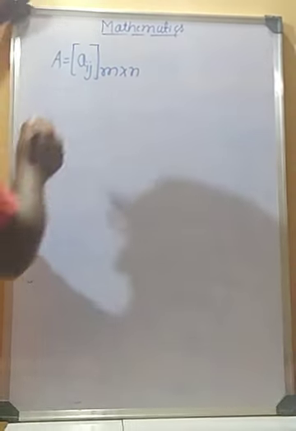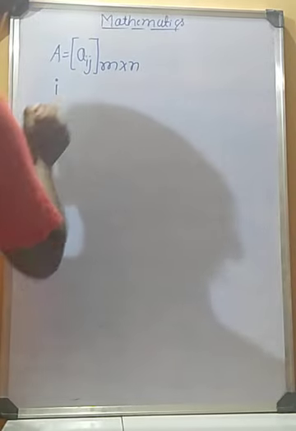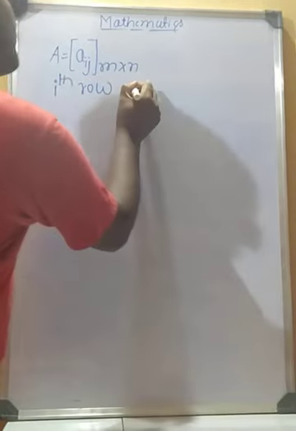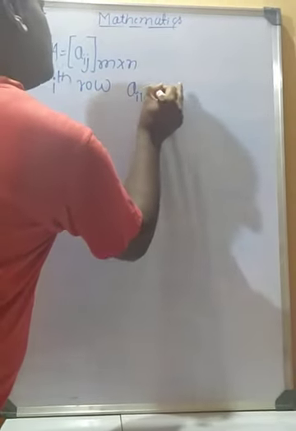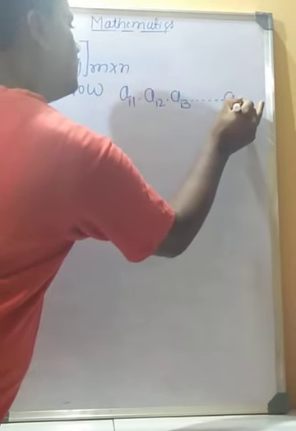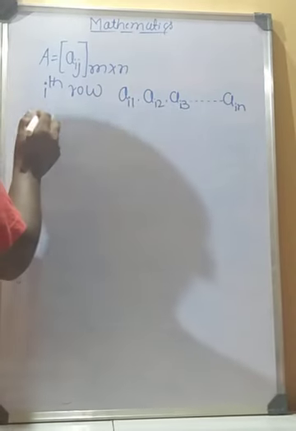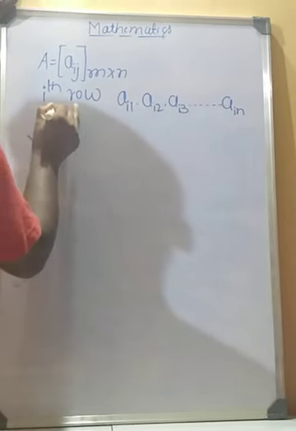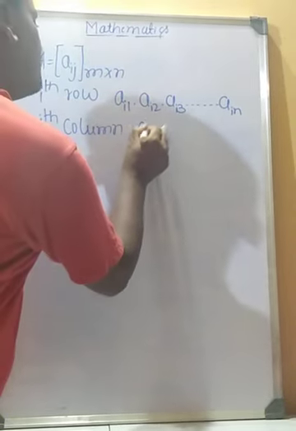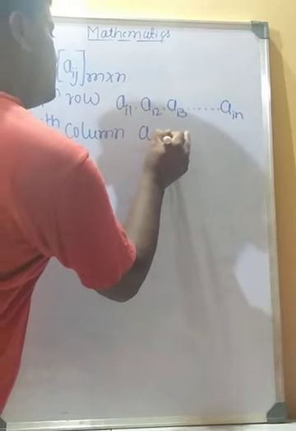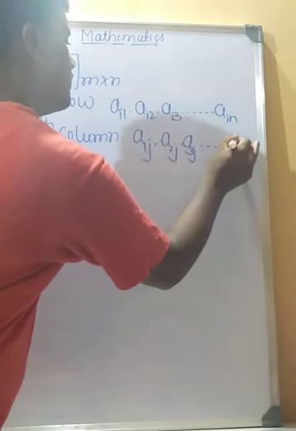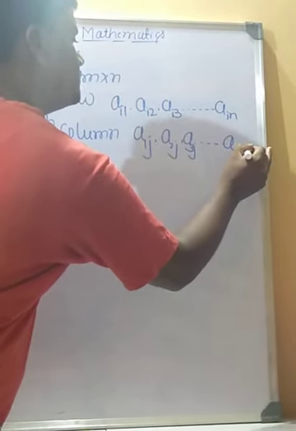Thus, the ith row consists of the elements Ai1, Ai2, Ai3, etc., Ain, while the jth column consists of the elements A1j, A2j, A3j, etc., Amj.